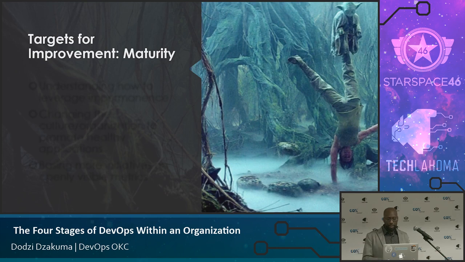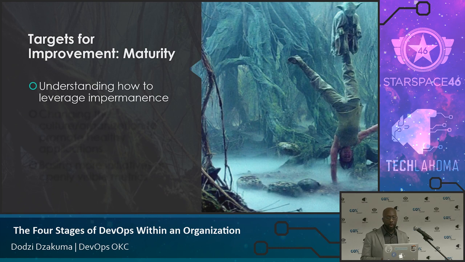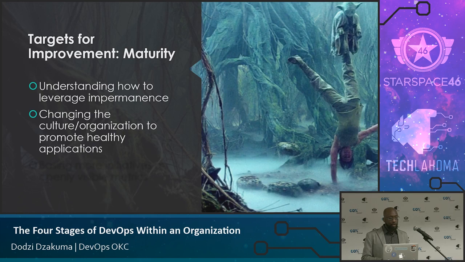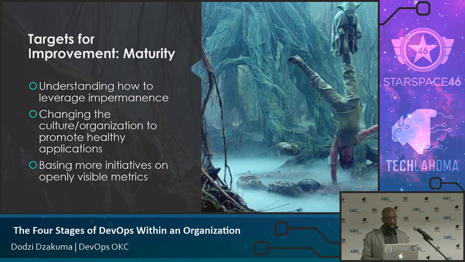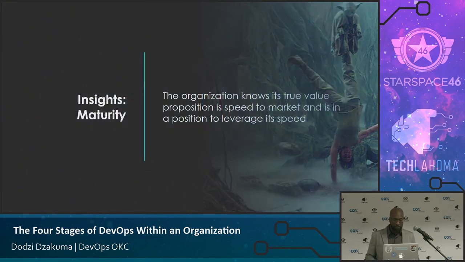When we're in the maturity stage, this is probably where you need to be focusing your attention. You want to understand how to leverage impermanence, how to say, I can rewrite that, instead of how to say, I want to fix that. You want to be trying to change the culture of your organization to promote healthier applications, whether it's moving people around or getting more people to work in different teams. And you want to be basing everything on initiative. You want to base all your initiatives on openly visible metrics.